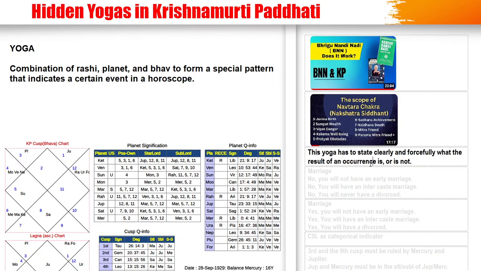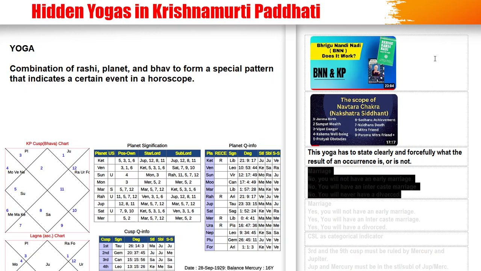Now, in KP, one of the things about a yoga should be that whatever it is promising, it has to state that thing very clearly and forcefully, what the result of this rashi, planet, and bhav is indicating. For example, let's take marriage. When you are looking at a horoscope, the yoga related to marriage could be a positive one, indicating a positive result, or it could even indicate a negative result.